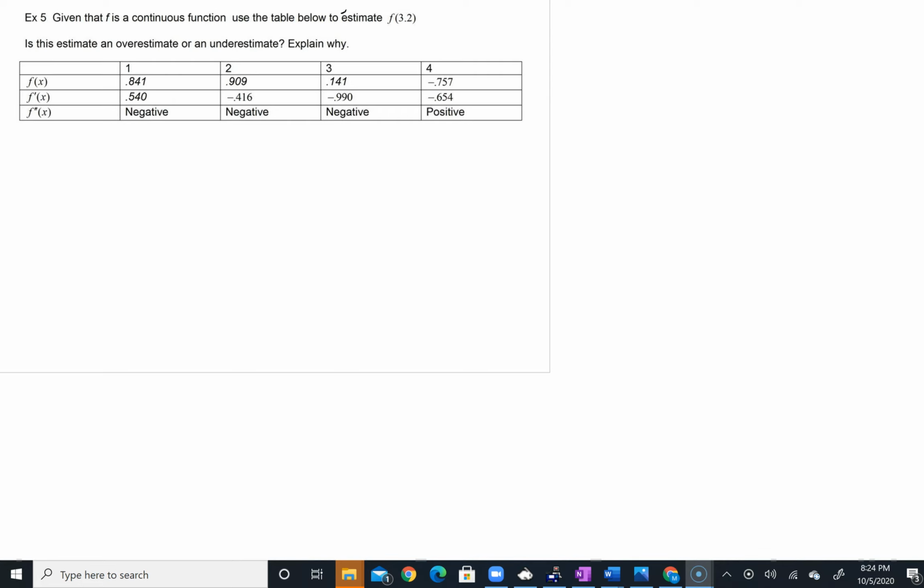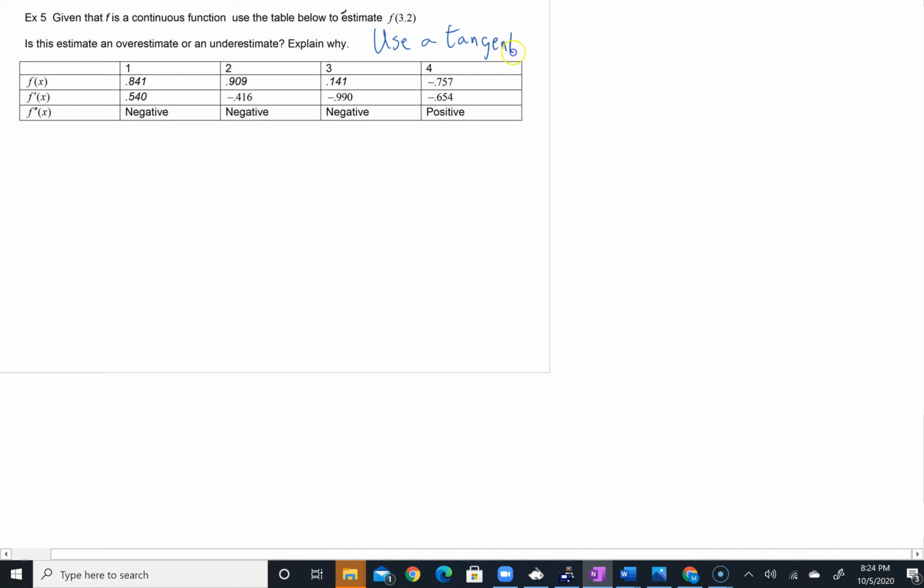Calculus BC, we are picking back up with this last example, example 5. We're told that we have a continuous function. It says use the table below to estimate f of 3.2. And is this estimate an overestimate or an underestimate? Explain why. I'm going to give you a little bit of a hint. Use a tangent line to estimate.